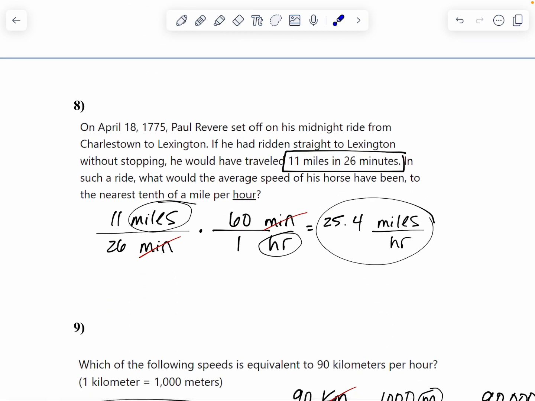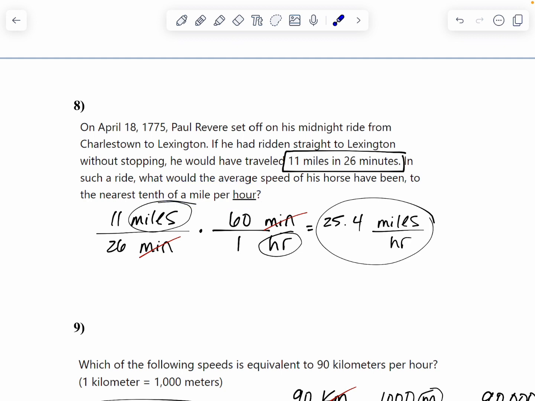Okay, number 8. I've got this person going for a midnight ride. Doesn't that sound fun? He would have traveled 11 miles in 26 minutes. Another way of saying that is 11 miles per 26 minutes. And so that's how I'm starting. And you notice that I'm labeling miles and minutes. What's the average speed to the nearest tenth? So we're going to round this answer in miles per hour.